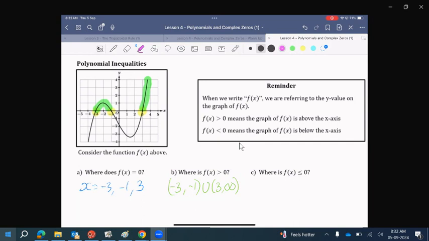The last one is, where is the function non-positive? Why do I use the phrase non-positive here? We say non-positive because it says less than or equal to 0. So we want non-positive values. That's these ones. So the interval for this one is going to start at -infinity and go up and include -3, so I use the square bracket. We're then going to include -1 and we're going to end at 3. So this is where the function is non-positive.